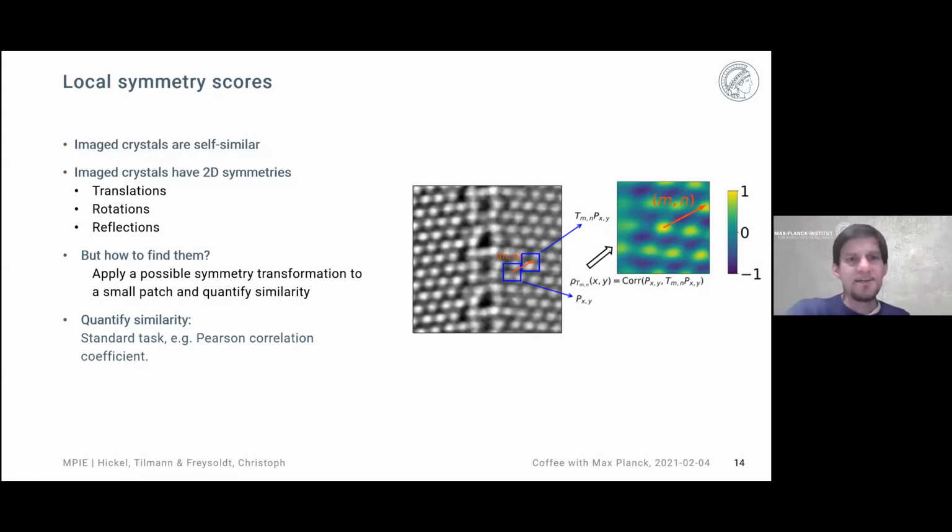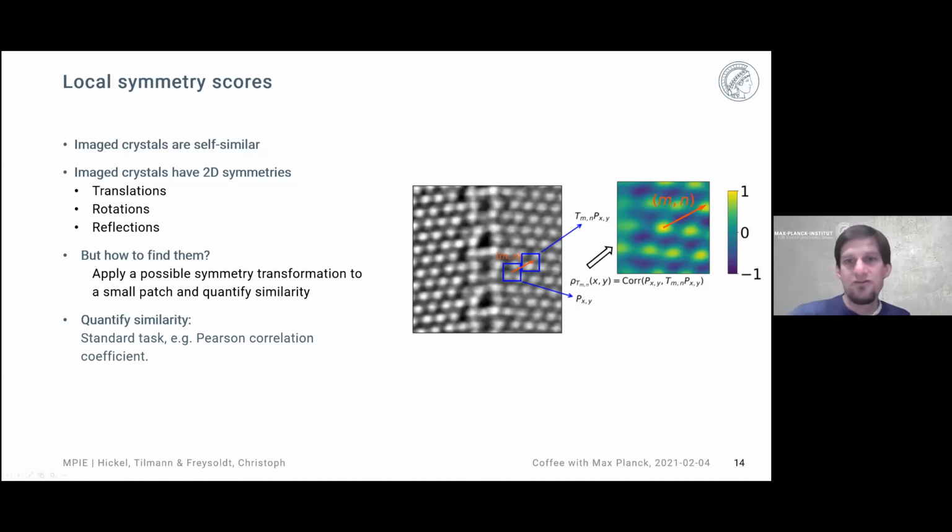So taking this Pearson correlation coefficient for measuring the similarity between a patch of the image and the transformed patch, under possible symmetry operations, gives you a measure of how similar this image is under this transformation, and in that sense provides us with this kind of local symmetry score if we would try to apply these operations.